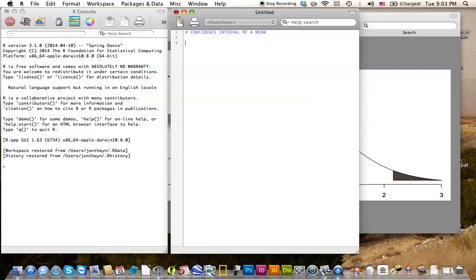But in statistics, we can't just say we're pretty confident. We've got to come up with a number that represents how confident we are that our sample mean is the same thing as our population mean. So to do that, let's look at the trees data set that comes in R.